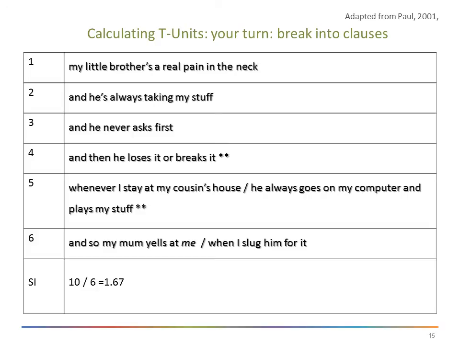So that is one T unit. So now we're up to 4 T units. Here we have the 5th T unit. This is a long one. Whenever I stay at my cousin's house, he always goes on my computer and plays my stuff. So we have a dependent clause and the independent clause, with also the co-referential subject deletion. And the 6th one, and so my mum yells at me when I slug him for it. Independent clause, dependent clause. So we have 10 clauses with 6 T units, which gives a calculation of 1.67.